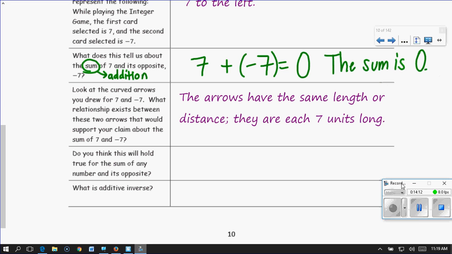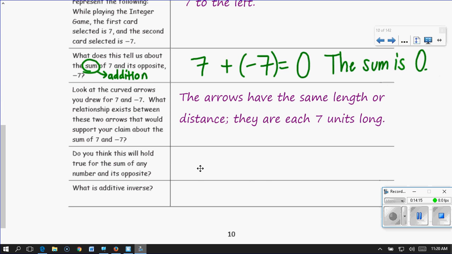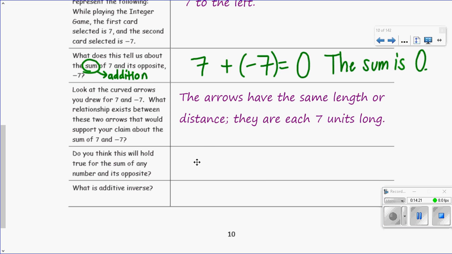Okay, now what do you think? Do you think that that would hold true for the sum of any number and its opposite, or is that just special for the 7s? Yes, that's true for any set of opposites. Yes, let's go ahead and prove it though. Think of an opposite and write it down. I'm going to write down, let's see, my favorite number is 10. 10 plus the opposite of 10 is -10.